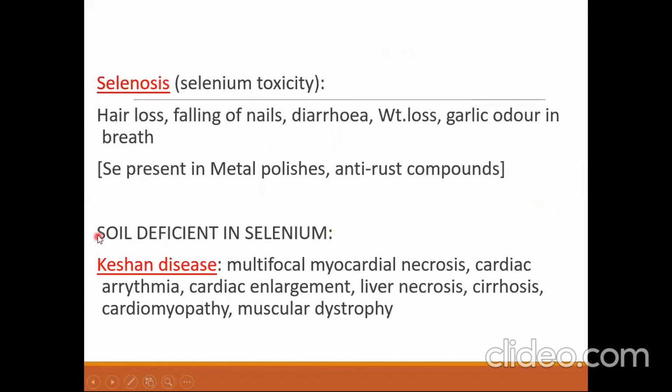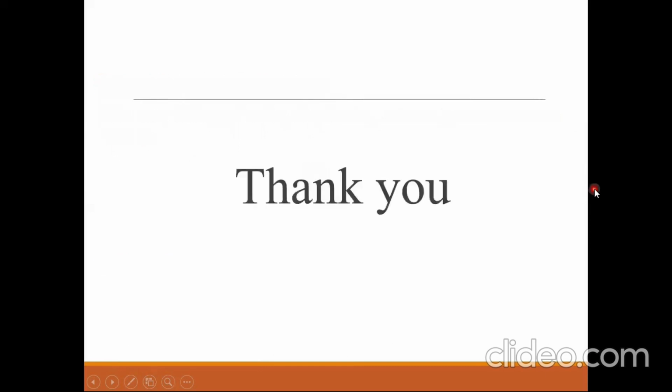We'll see about the selenium deficiency. The condition is called Keshan disease, and the patients will be having multifocal myocardial necrosis, cardiac arrhythmia, cardiac enlargement, liver necrosis, cirrhosis, and muscular dystrophy. If there is selenium toxicity, the patient will be experiencing hair loss, fall of nails, diarrhea, weight loss, and garlic odor in the breath.